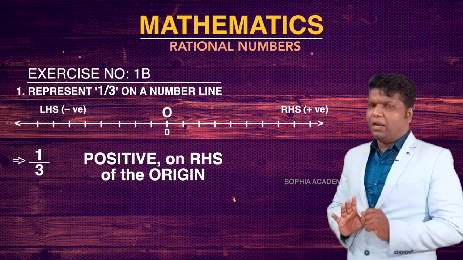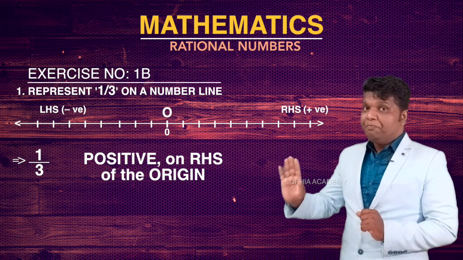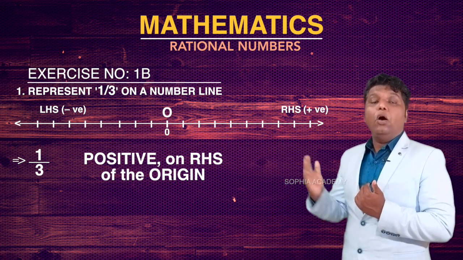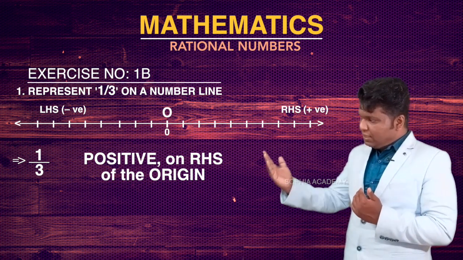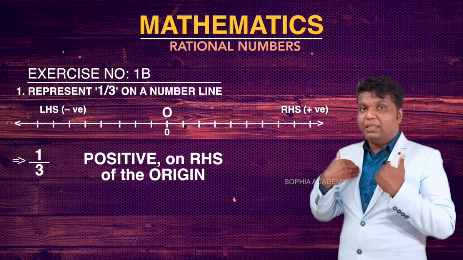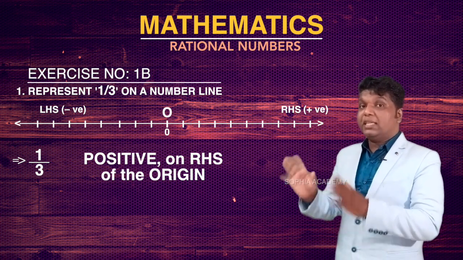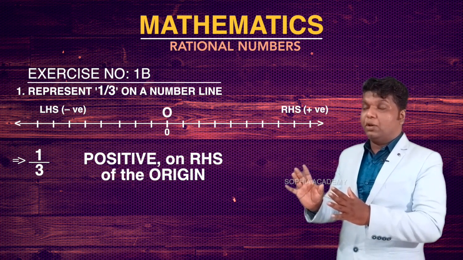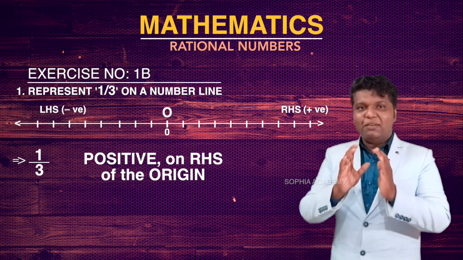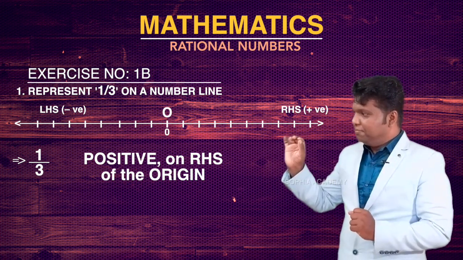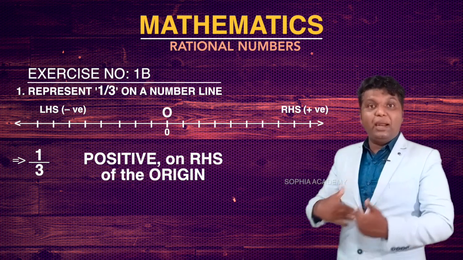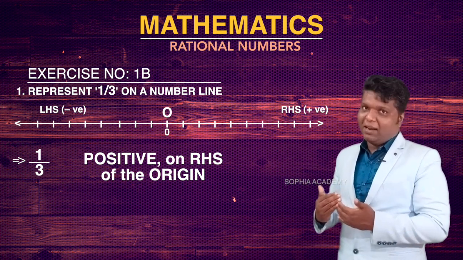Clear? So what about this positive? Positive means you already know the positive number will come towards the right hand side of the O, right? It lies on the right hand side of the origin. When you see a negative number, what should come into your mind? It's on the left hand side. That's why again and again I was focusing on that sign. It is positive, so it should come into your mind that it lies on the right hand side.